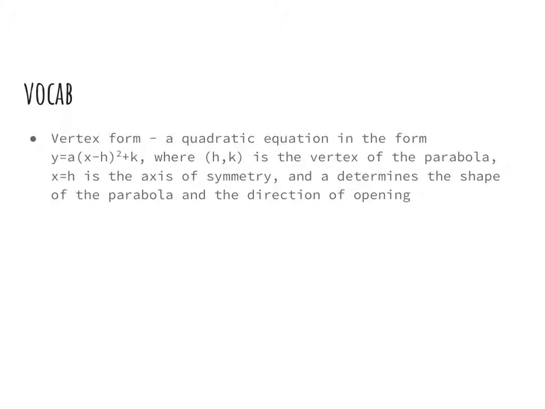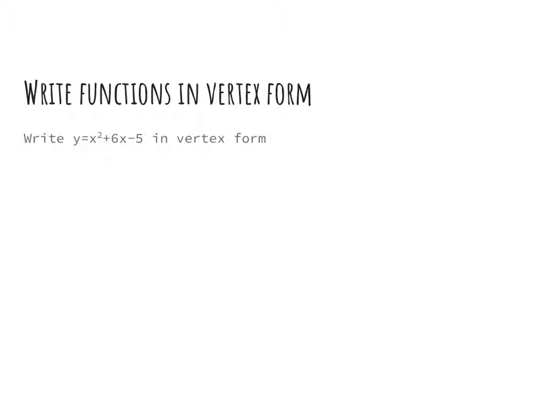is equal to a times (x minus h) squared plus k, where (h, k) is the vertex of the parabola, x equals h is the axis of symmetry, and a determines the shape of the parabola and the direction of opening. So the first thing we're going to be doing is we're going to write functions in vertex form.